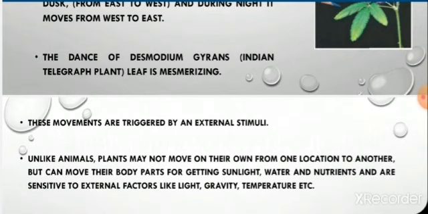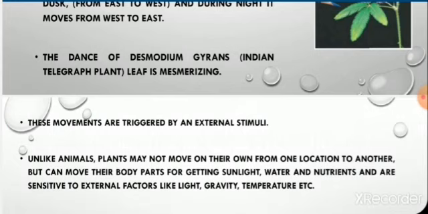Now these leaves are mesmerizing. What do you mean by that? These leaves will be dancing, and due to that dancing nature, it is so beautiful to look at them. And actually all these movements are triggered by an external stimulus. Listen. So how does this plant have that dancing movement?